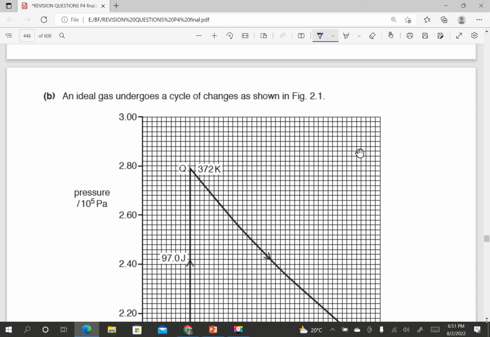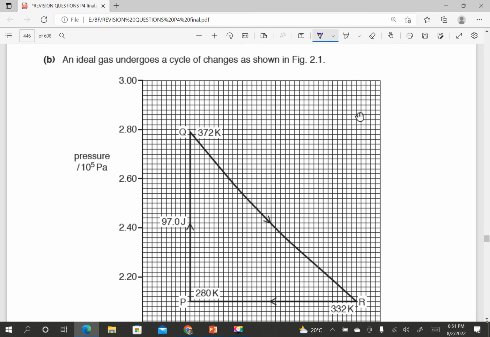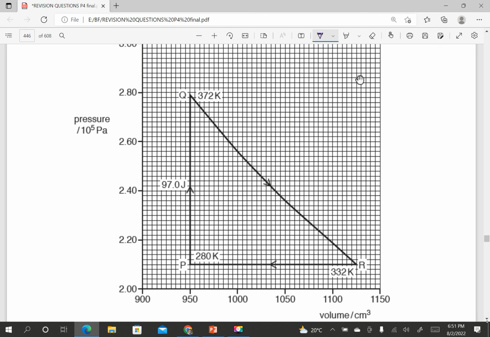Next, an ideal gas undergoes a cycle of changes as shown. Before we even see the questions, we can look at the cycle of changes. It is pressure against volume. Along QR, the volume is constant. Here in your mind, you know that the work done is 0 because there is no change in volume.